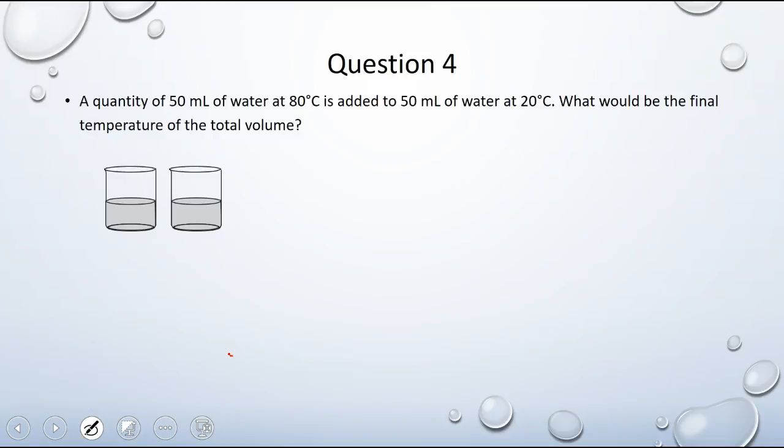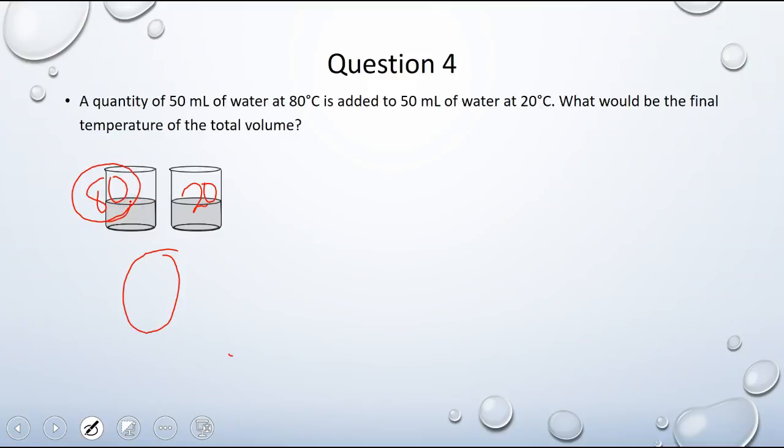A quantity of 50 milliliters of water at 80 degrees Celsius is added to 50 milliliters of water at 20 degrees Celsius. What would be the final temperature of the total volume? Hang on, what's different about this? Oh, look here. I have no source of heat. Instead, I have warmer water. I have water at 80 degrees, and I have water at 20 degrees. So where is the heat coming from? Yeah, the heat's coming from the warmer water.